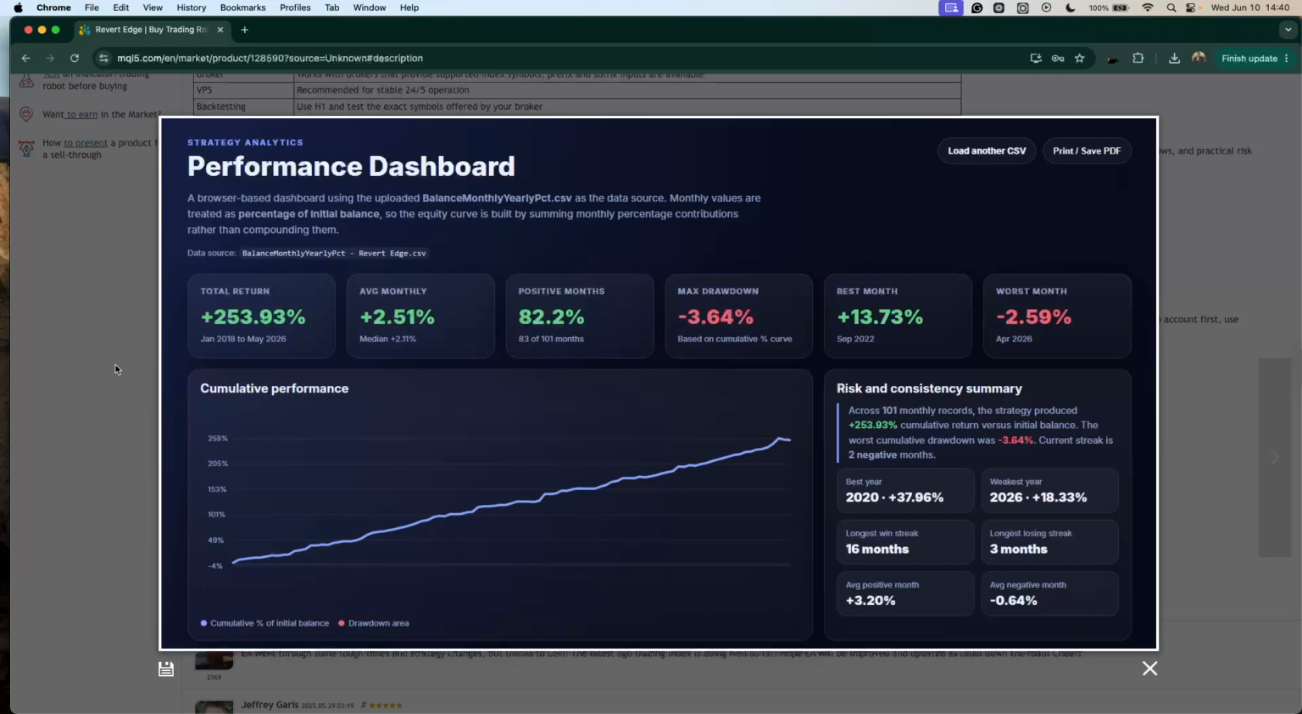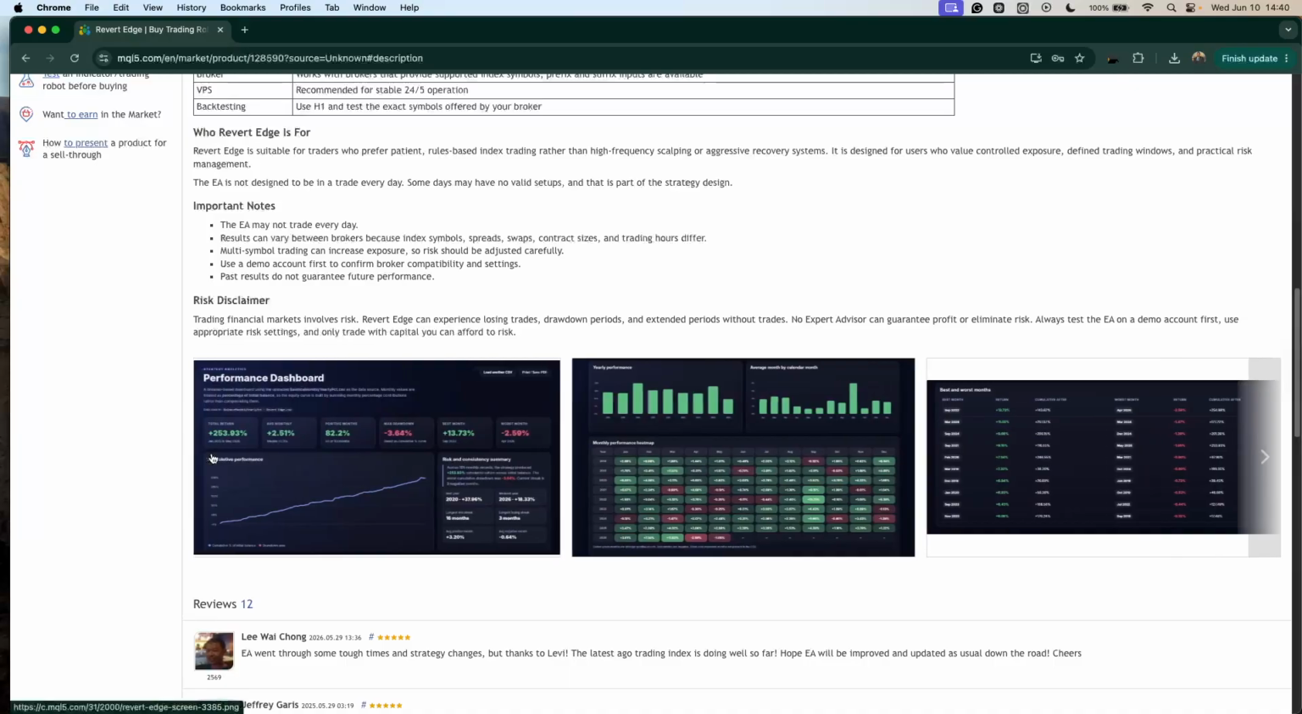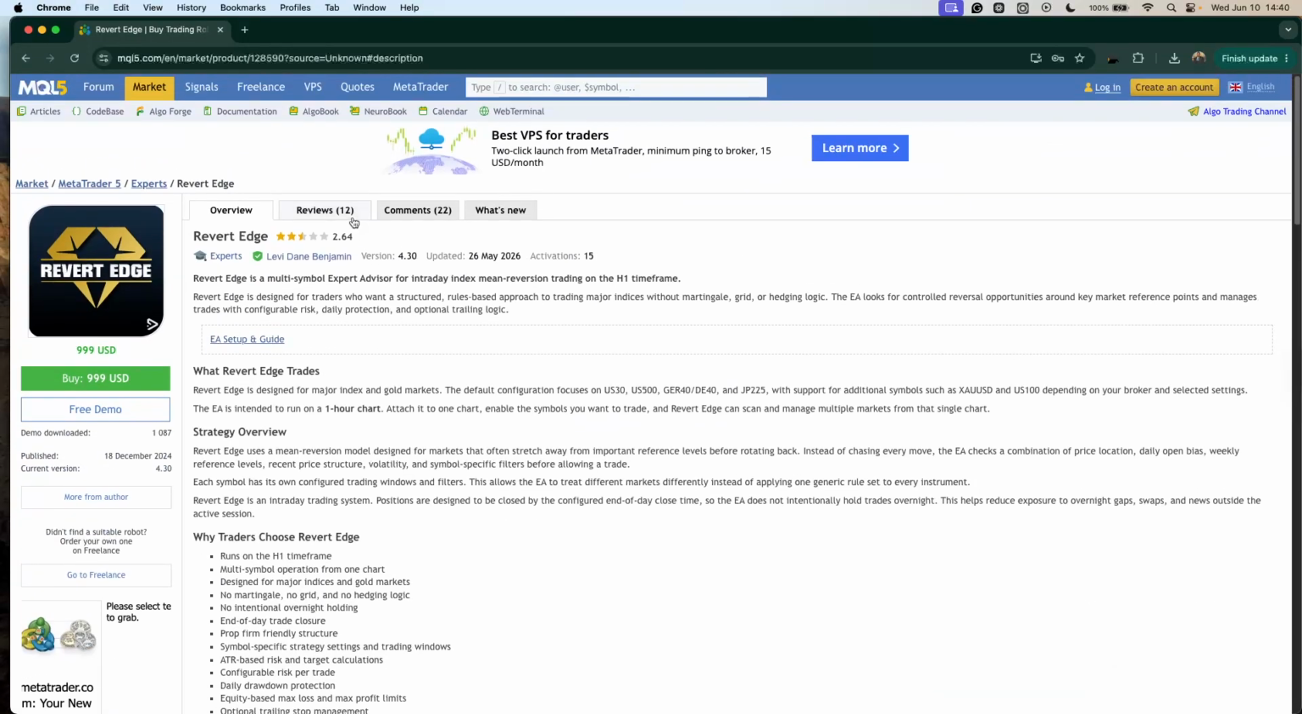These are the numbers by the books on the Revert Edge expert advisor. They are quite popular. They have 12 reviews, but the rating is quite poor, which is 2.64 out of 5.